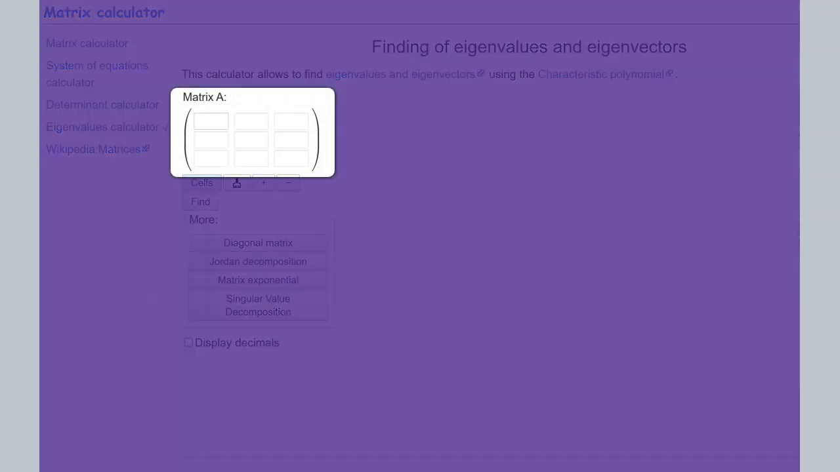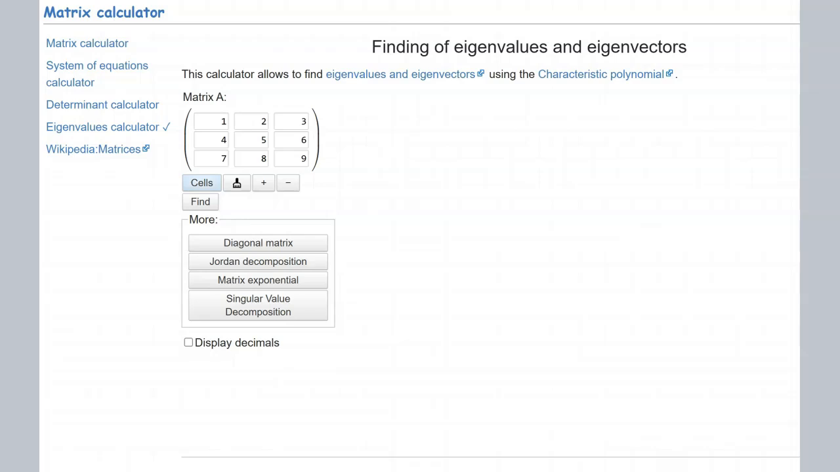Down here in the blank matrix A, I will fill in entries like so, and now we have the good old-fashioned telephone matrix. And you'll notice all these buttons down here where it says more, diagonal matrix, Jordan decomposition, matrix exponential, singular value decomposition. Well, never mind the matrix exponential. The other three all actually are various different types of decompositions of our matrix A. The one that says diagonal matrix, that will actually give us the eigendecomposition, because as I said, the process of diagonalization really does produce the eigendecomposition. So let's go ahead and push that button now.